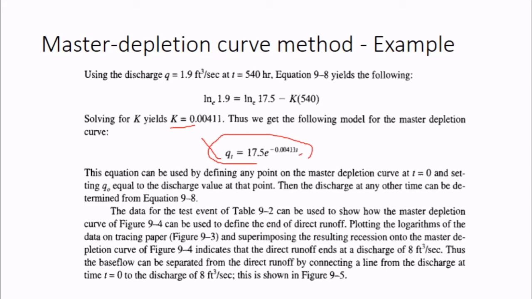Okay, so para magamit mo yung data na to, the data for the test event of table 9-2 can be used to show how the master depletion curve can be used to define the end of the direct runoff. Okay, so plotting the logarithms of the data on tracing paper and superimposing the resulting recession onto the master depletion curve of figure 9-4 indicates that the direct runoff ends at a discharge of 8 cubic foot per second. Thus, the baseflow can be separated from the direct runoff by connecting a line from the discharge at the time t is equal to 0 to the discharge of 8 cubic foot per second.